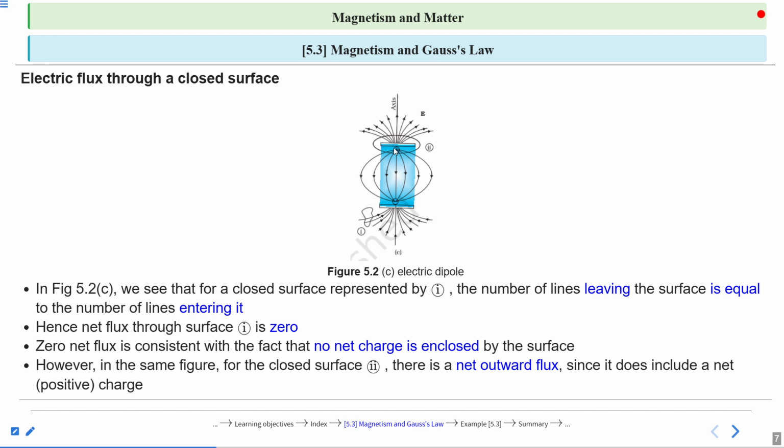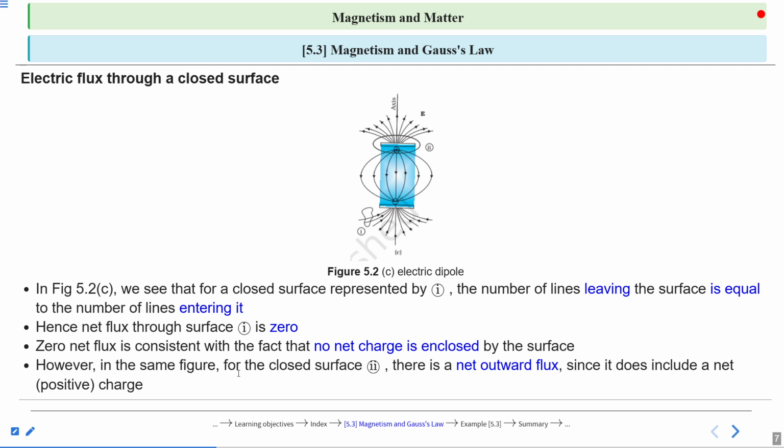So there are no electric field lines entering this surface. You can see in the diagram, for this second surface, there are no electric field lines entering. Only electric field lines are exiting. It means there is only outward flux. Inward flux is 0; inward flux is not there. This surface is enclosing a positive charge, and due to the positive charge, electric field lines go radially outwards. So only outward flux is there.